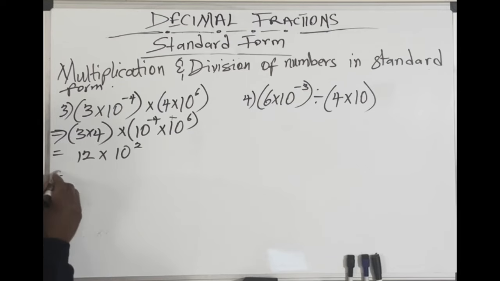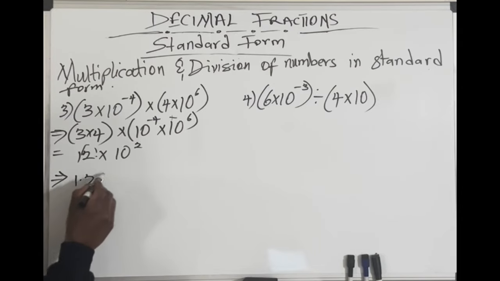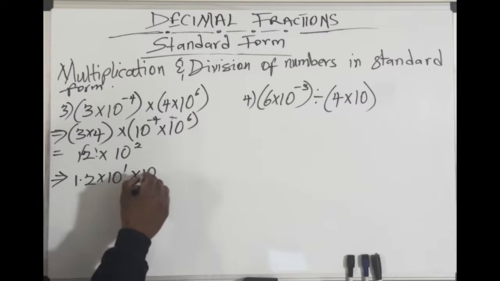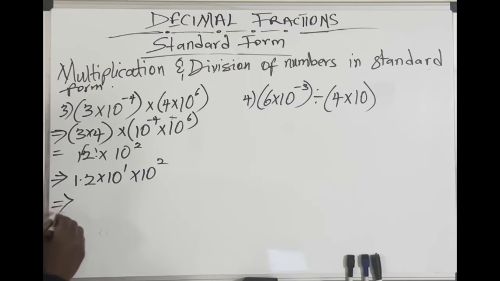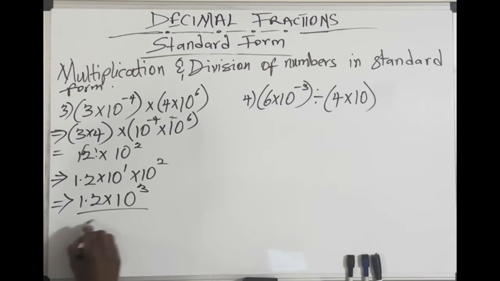Okay, we move on. Now there is a point here, okay? We move 1.2 times 10. We move to the left, so it will be what? Positive. Okay, times 10 raised to the power 2. So the final answer for standard form is 1.2 times 10, we add them. 3 is the final answer. All right, let's move on to the last example.